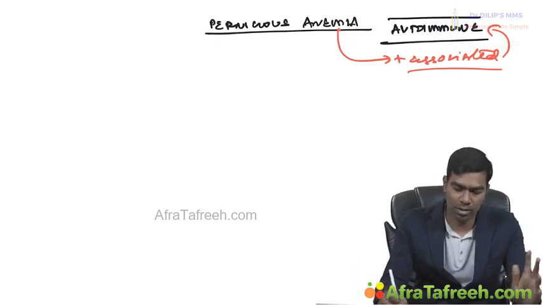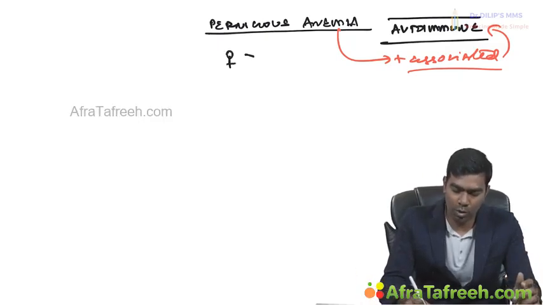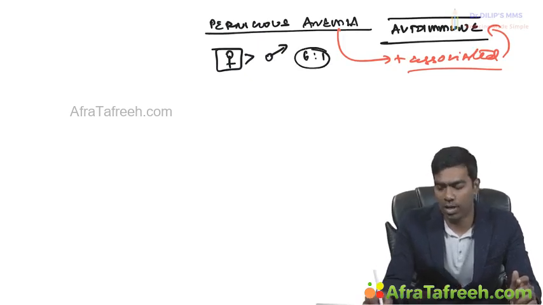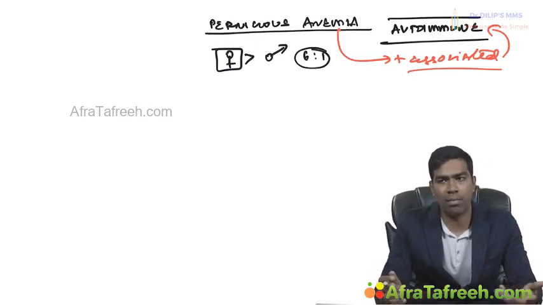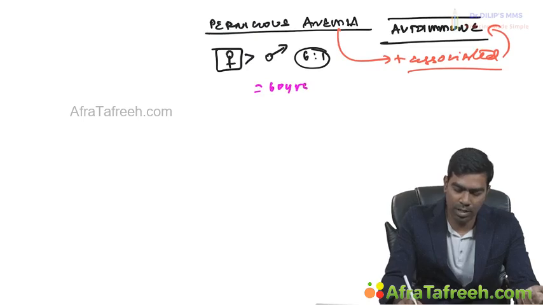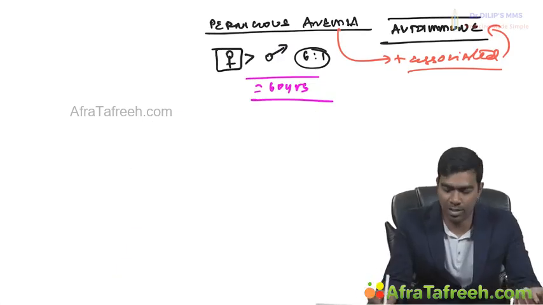That is the first thing you have to understand. And the second thing, it is more common in females than in males, usually in the ratio of 6:1. Many people think it affects an earlier age group. No, it's not. It typically affects people of approximately 60 years of age. So in the exam, if the patient is 50 or 55 years of age, don't think pernicious anemia is not possible. Typically it happens in elderly people. Around 60 years is the mean age of the population affected with pernicious anemia.